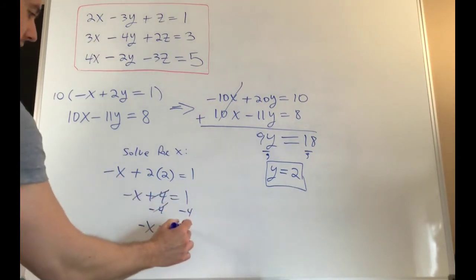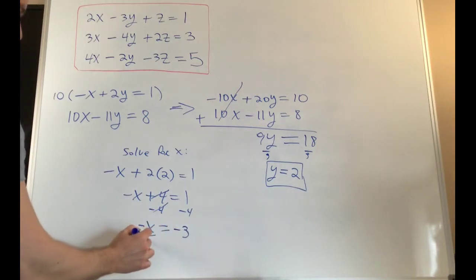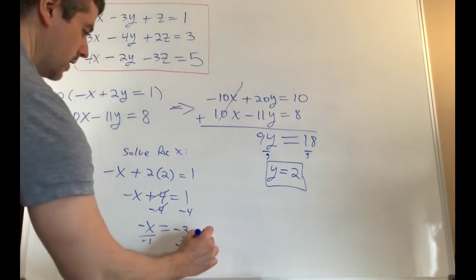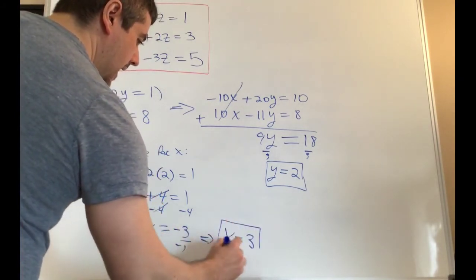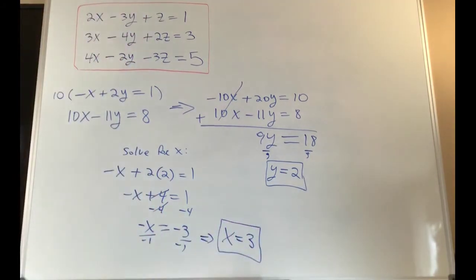1 take away 4 is negative 3. Now switch the signs, right? Divide by negative 1. That gives you x equal 3. Yay! All I need is z, and then check.